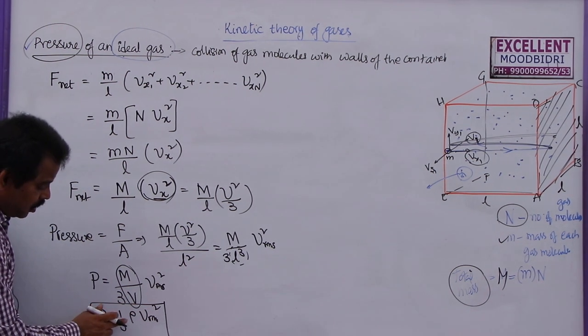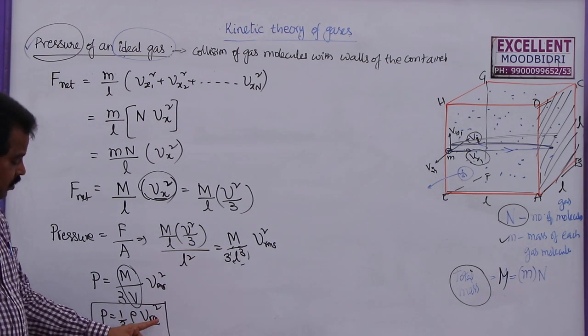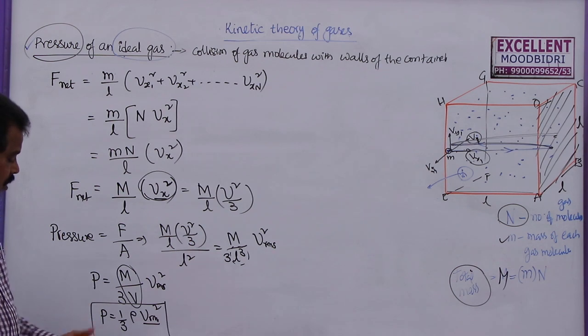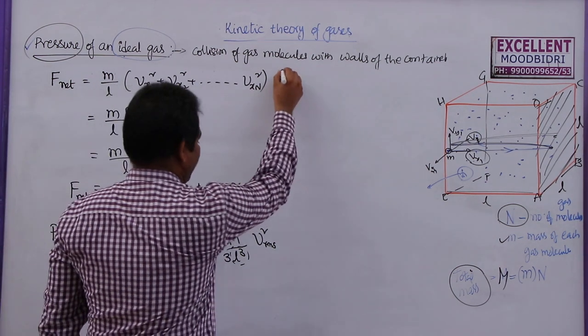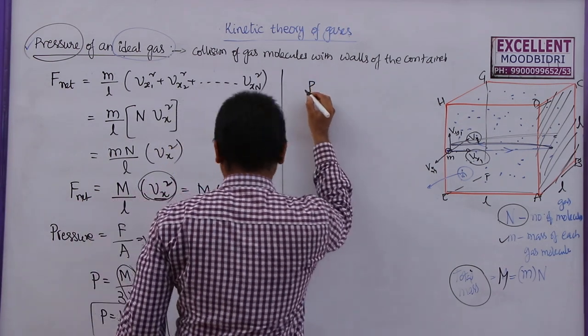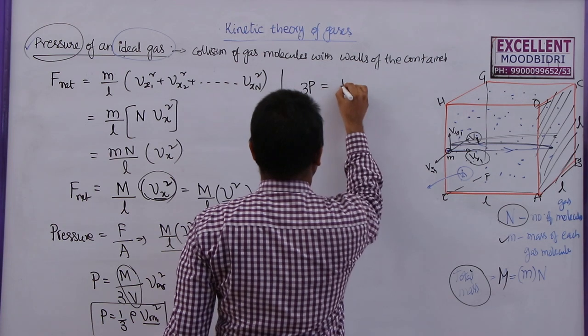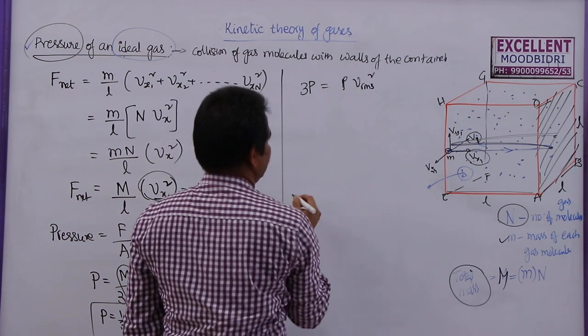The pressure of an ideal gas is equal to 1/3 rho VRMS square. So this is called the root mean square velocity of the gas molecules. How to find root mean square velocities? Before that, first let me write this as P into 3. This is 3P is equal to rho VRMS square.